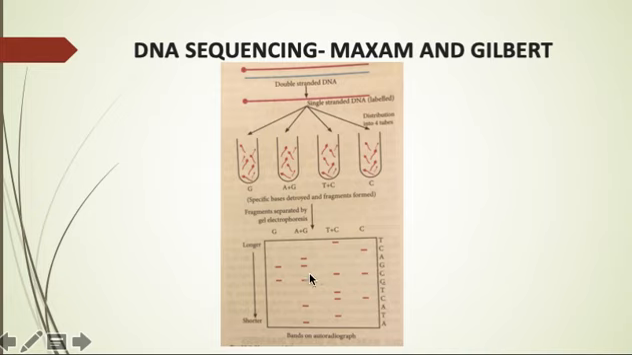As you can see here, the electrophoretic pattern can be seen. On the bands on the autoradiograph you can obtain, by electrophoresis, the autoradiograph bands you can see, and whichever is specific, we can look for the specific nucleotide base pairs. Okay, so this is the Maxam and Gilbert's method.